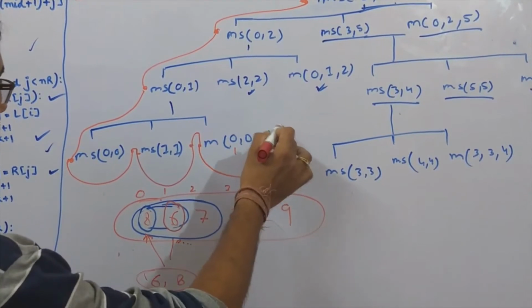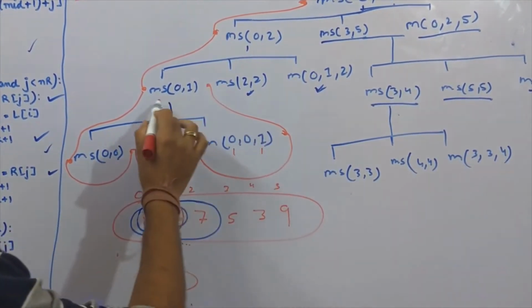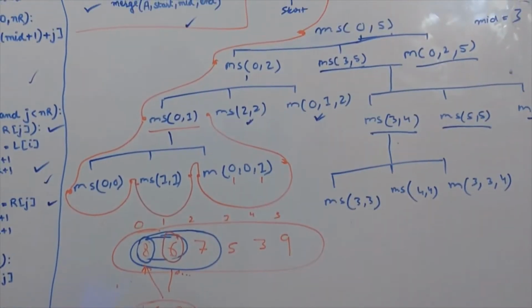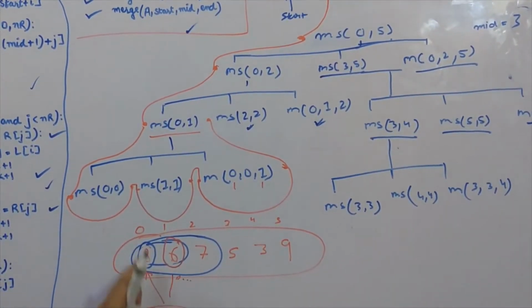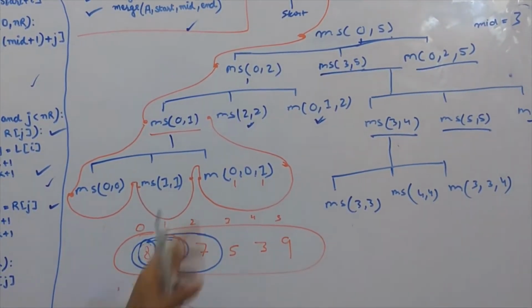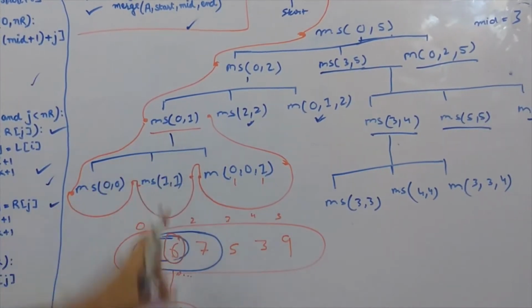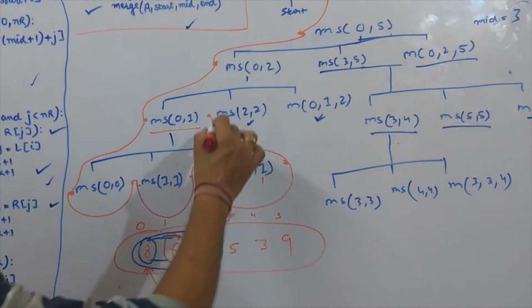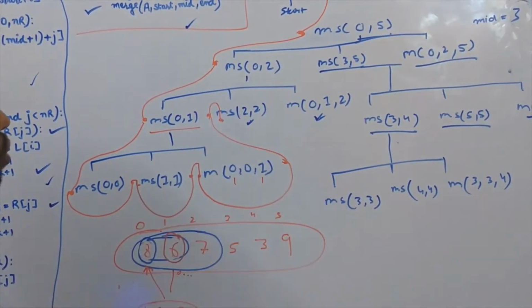Now this function will go here. Now we are seeing this function, merge sort 0 comma 1, the last time. So what it is saying is, from 0 to 1, the 8 comma 6 is sorted to 6 comma 8. So the work of 0 comma 1 is already done, as we have sorted the array from 0 to 1. Now we will go to merge sort 2 comma 2.